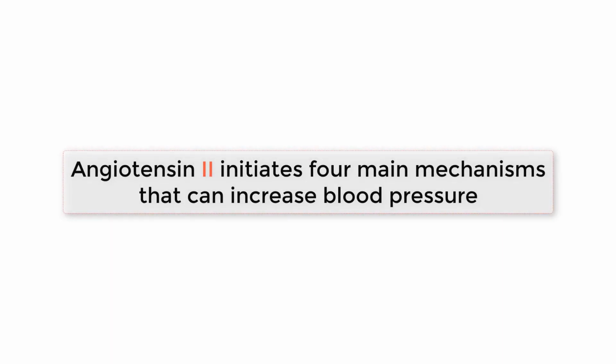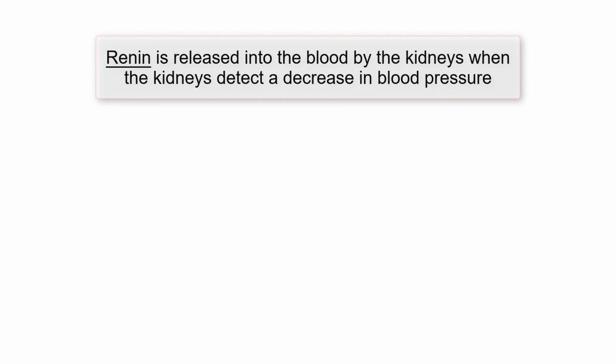Angiotensin II initiates four main mechanisms that can increase blood pressure. Renin is released into the blood by the kidneys when the kidneys detect a decrease in blood pressure.